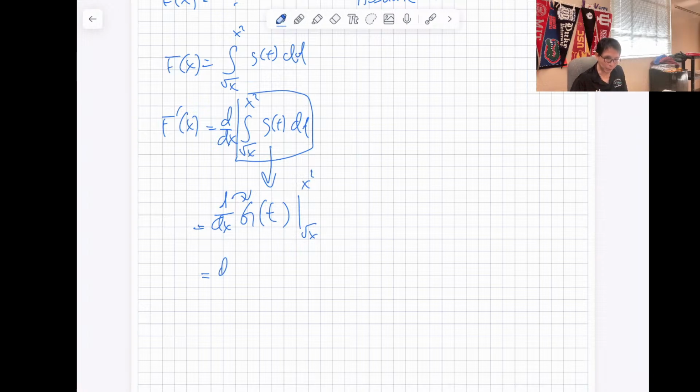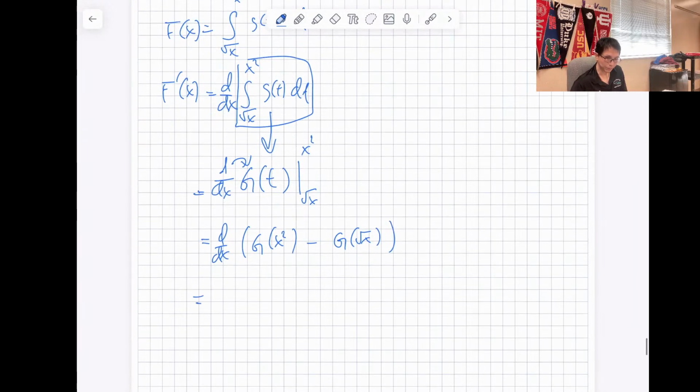But before we do that, let's do the fundamental theorem of calculus, because that's going to be capital G of x squared minus capital G of square root x. I just plug in the upper bound and lower bound. They subtract each other. I already took the integral. And now d/dx of G of x squared, times 2x, minus G of square root x times 1/2 x to the negative 1/2.